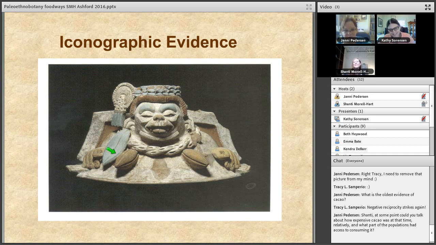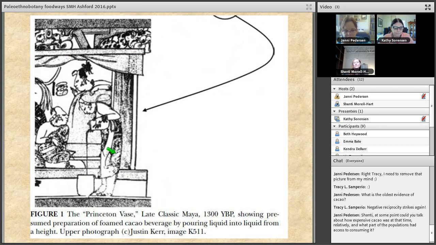So we've got lots of iconographic evidence, whether we've got representations of little cacao beans carved into shell, or we've got depictions of cacao beans showing up on murals, or cacao pods showing up on murals, showing up on ceramics, showing up in these different locations.